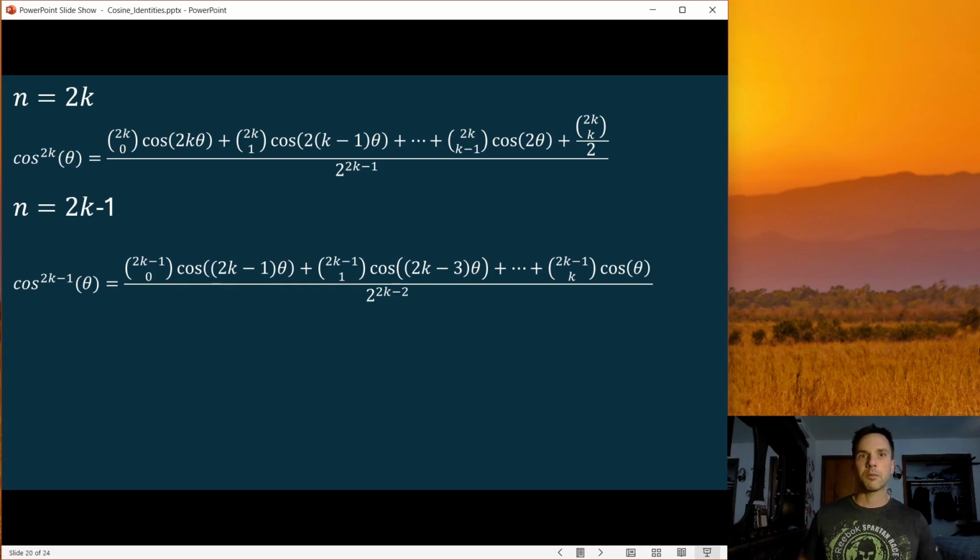You don't even have to really look into a book to see what these identities are, because there's an infinite amount of these identities depending on what power of cosine you're using. So this eliminates a whole lot of steps. And we're going to show that by showing some examples.